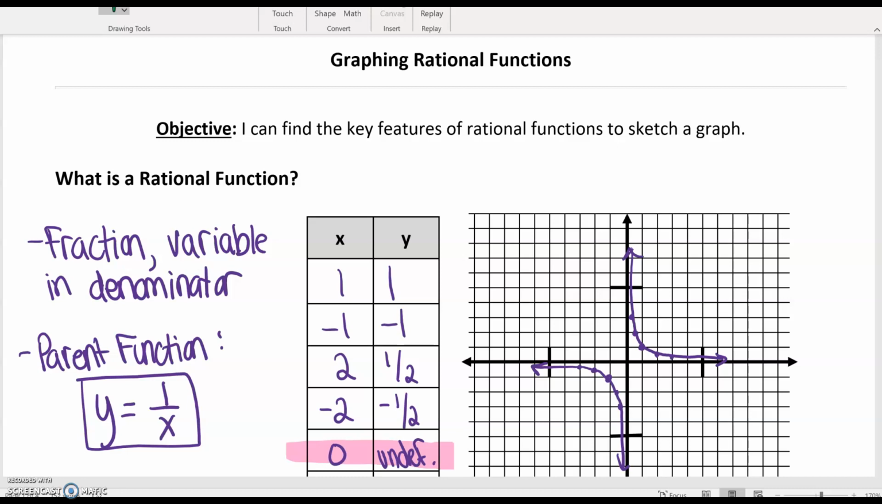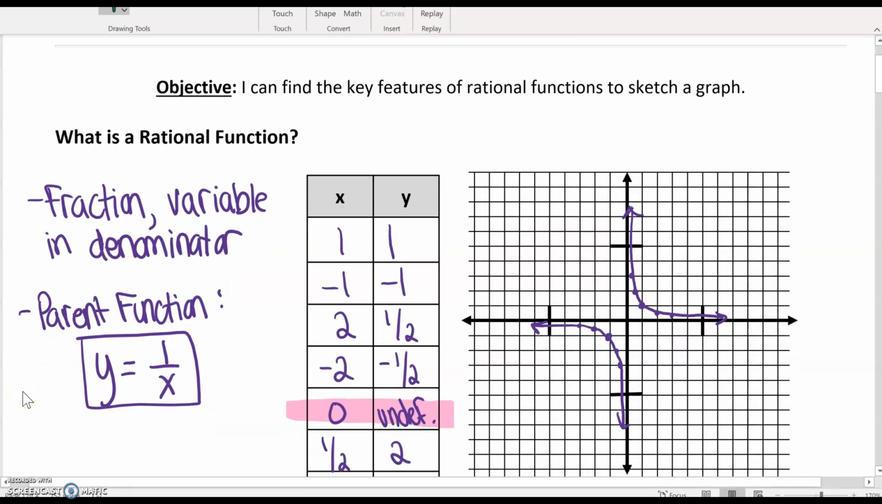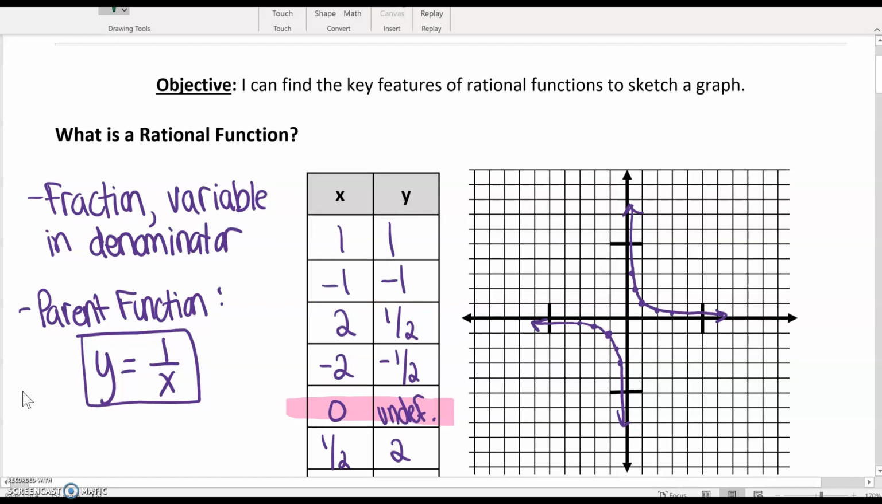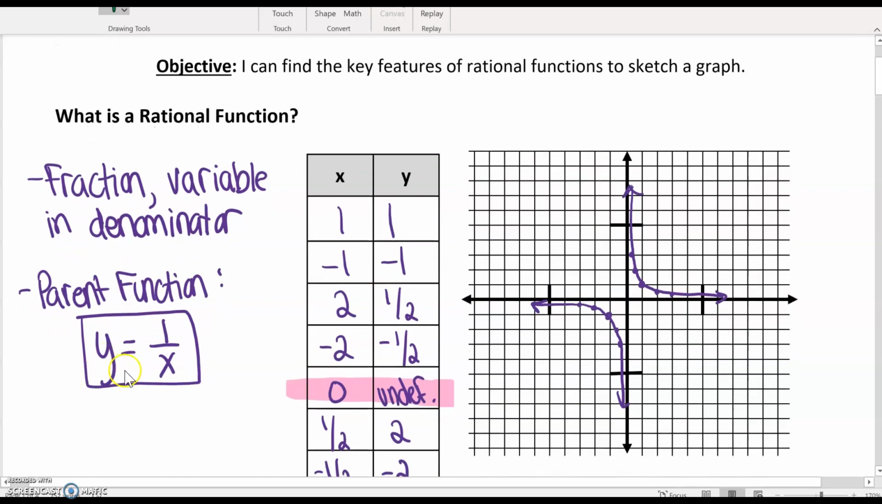Hey everyone, welcome to part two of figuring out how to graph rational functions. As a reminder, in part one, we figured out what a rational function is. It's a function that's a fraction with a variable in the denominator. The most basic one is 1 over x, which looks like this.